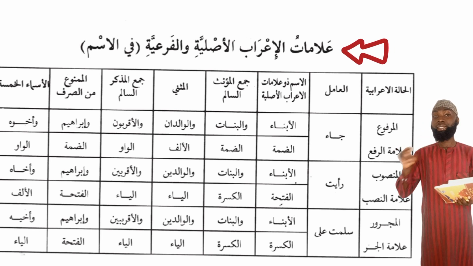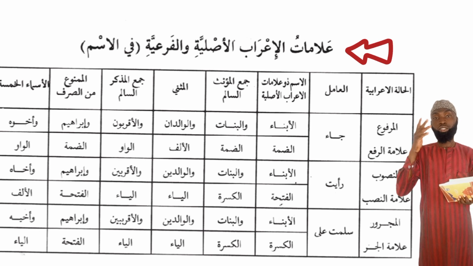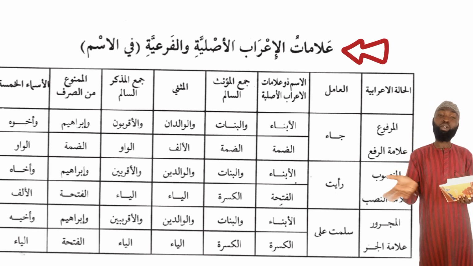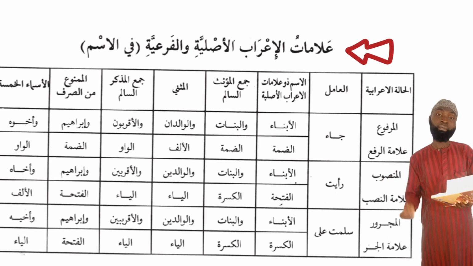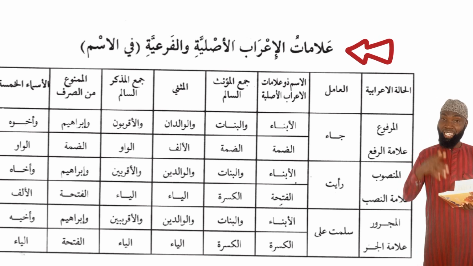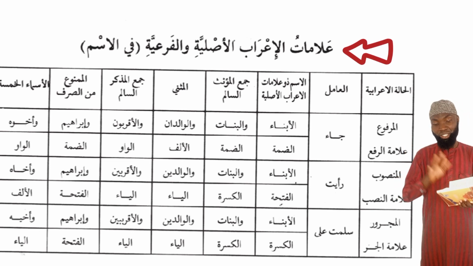The first is the primary signs, Dhamma, Fatha, Kisra, and the secondary, which sometimes come in the form of replacement, Fatha replacing Kisra, or Kisra replacing Fatha, or Alif replacing Fatha, Ya replacing Kisra, and Wa replacing Dhamma. This we have learned previously, but this table is to summarize everything we have learned for us.